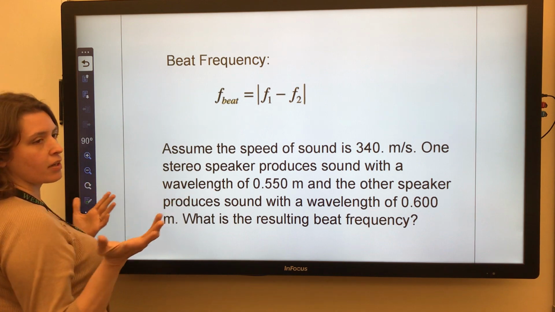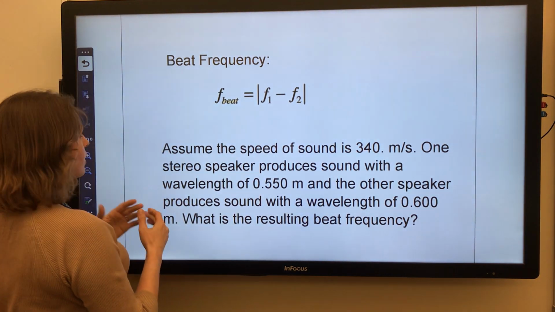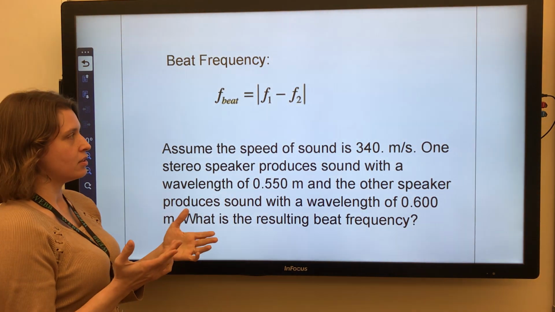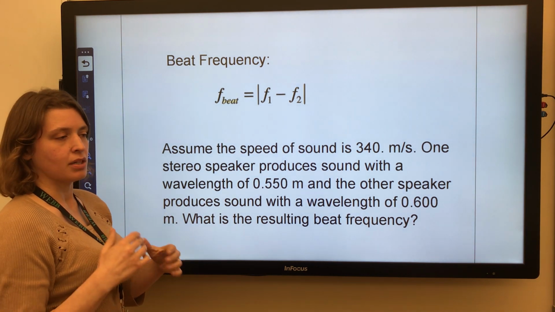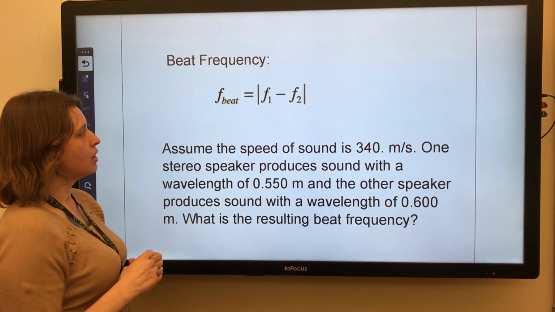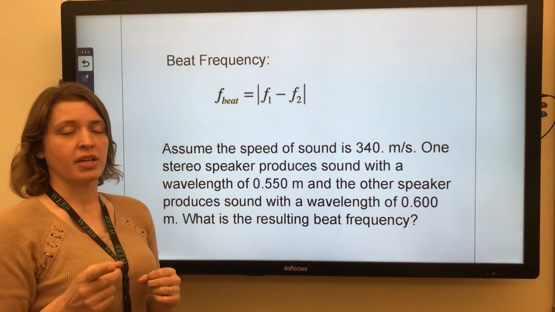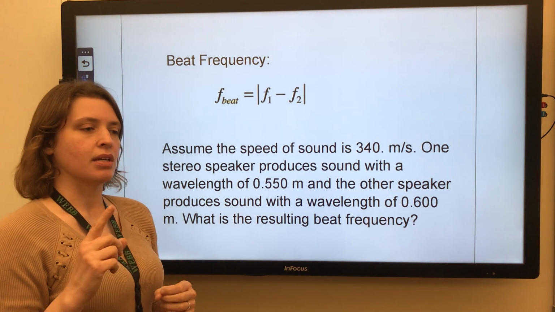And we're at the end. So that is pretty much all I needed to talk to you guys about in terms of interference of sounds. We'll be back with standing waves as our next topic.